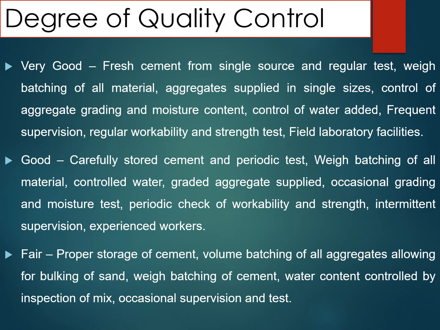The degree of quality control is said to be fair when there is proper storage of cement, volume batching instead of weigh batching of all aggregates allowing for bulking of sand, weigh batching for cement, water content controlled by inspection of mixes, and occasional supervision and tests are in place. Then the degree of quality control is said to be fair.